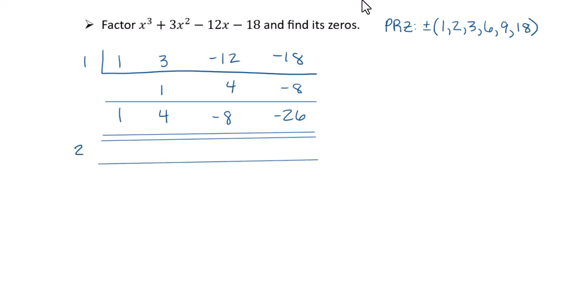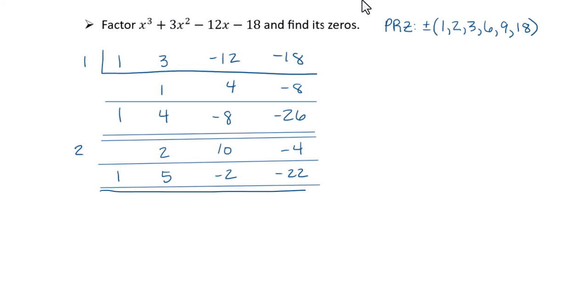2. 1 times 2 is 2. 3 and 2 is 5. 5 times 2 is 10. 10 and negative 12 is negative 2. 2 times negative 2 is negative 4. Negative 4 and negative 18 is negative 22. Not a zero. So let's move to the next possibility.